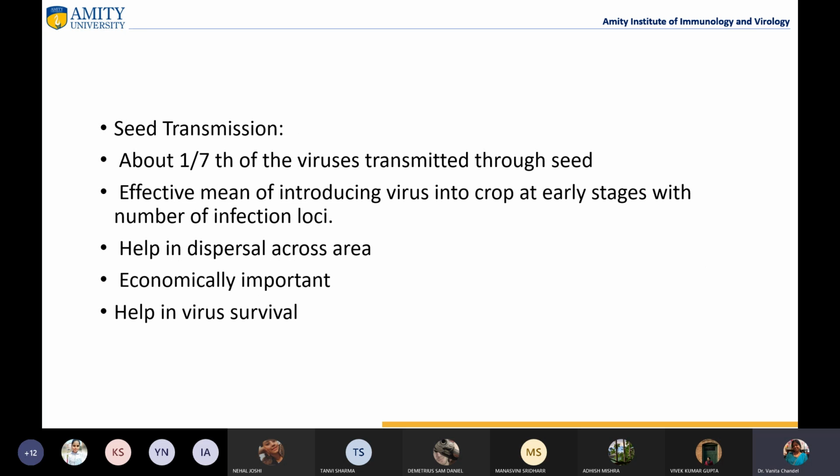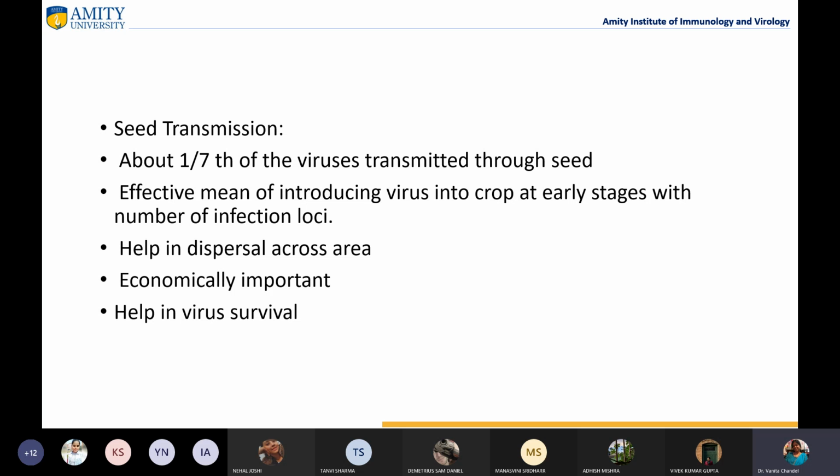Then seed transmission: around 1/7 of the viruses are transmitted through seeds, and they help in dispersal across a longer area. It is very economically important. They help in virus survival. So if a particular virus is going to the seeds, they are from the plant that we are saving maybe for the next season also. Like some of the lot, the maximum lot, is being used as a vegetable or whatever way we need.